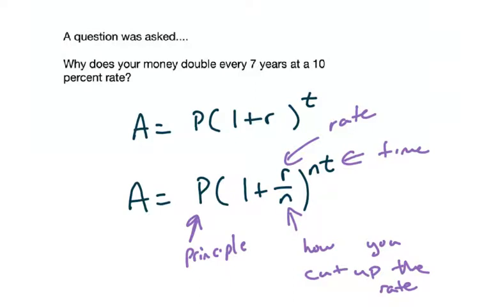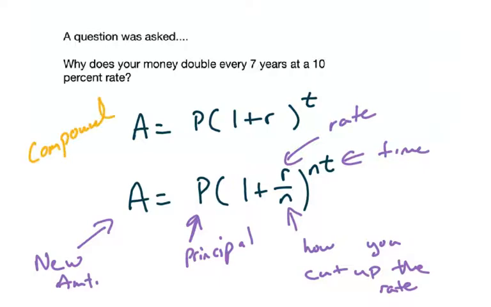Now, it's not principle spelled like that. It's principal. Excuse me. And this is equal to, I guess, A, which we would call your new amount. Okay. So you can change the letters accordingly. P is what you start off with. R is the rate of increase. N is how you cut up the rate, like if you're dividing by months, dividing by days, dividing by years. And T is the time, right? This is what we talked about last time. And this is commonly called the compound interest formula.